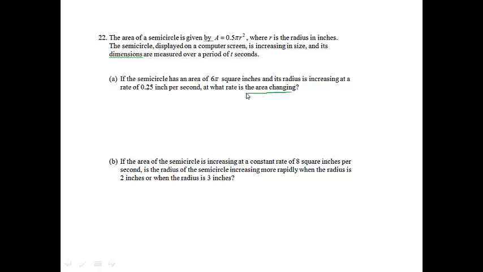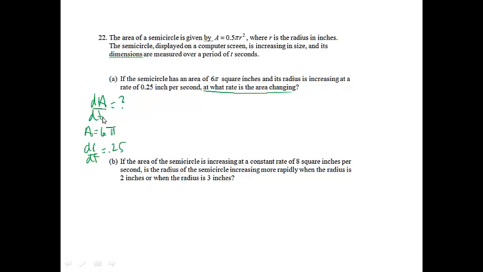So this is a question that I want to answer, and I'm going to start right there. It says, at what rate is the area changing? So I would like to know, what is dA dt? Okay, I'm going to go ahead and write down some other information they give me in the problem. They did tell me that the area was 6 pi. And then they did also tell me the radius was increasing at a rate of 0.25. So that would be dr dt, and that would be 0.25.